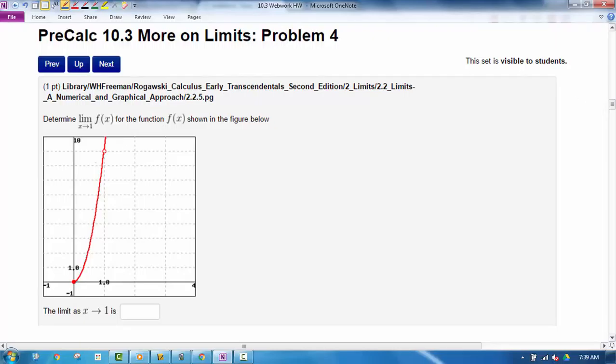Next problem is a little straightforward. It says what's the limit as x approaches 1. As x approaches 1 from the left, we're approaching 9. From the right, we're also approaching 9. Therefore, our answer is 9.